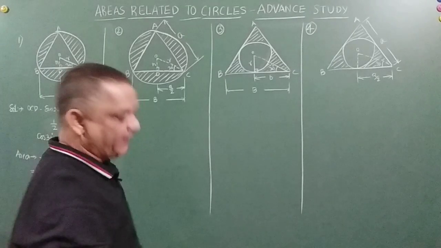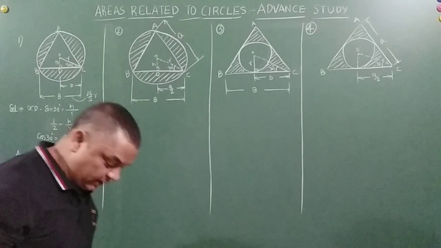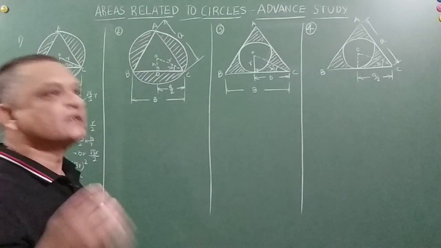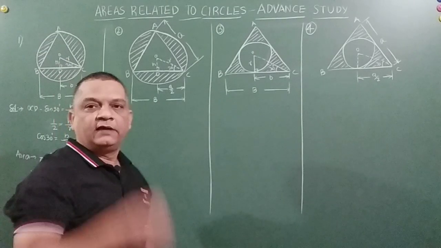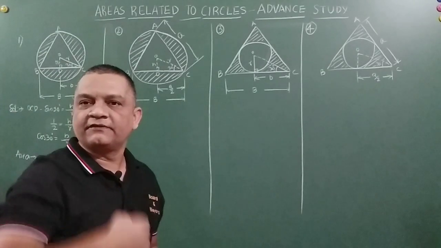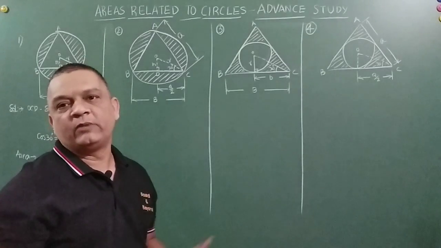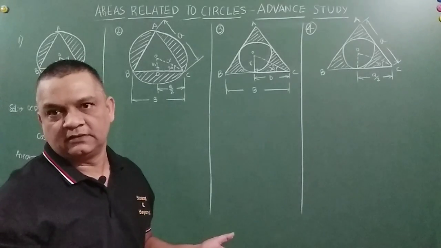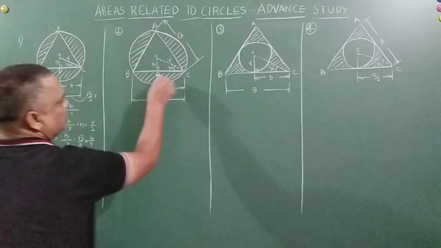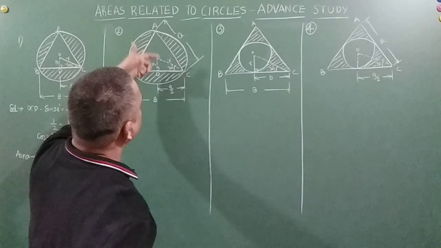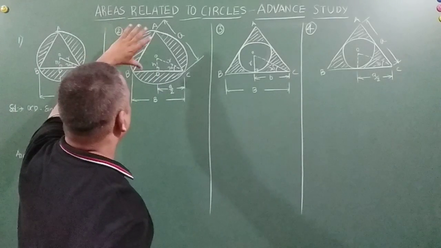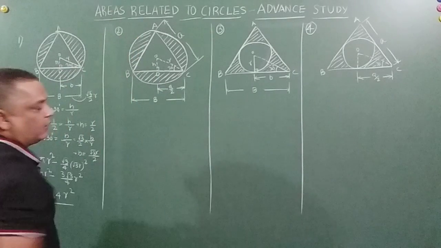This is a property of a circle, rather, that if you drop a line from the center of the circle to a chord making 90 degrees, that will basically divide the chord into two halves. So this will be a by 2. Now using this we will actually find out the area of the shaded region.